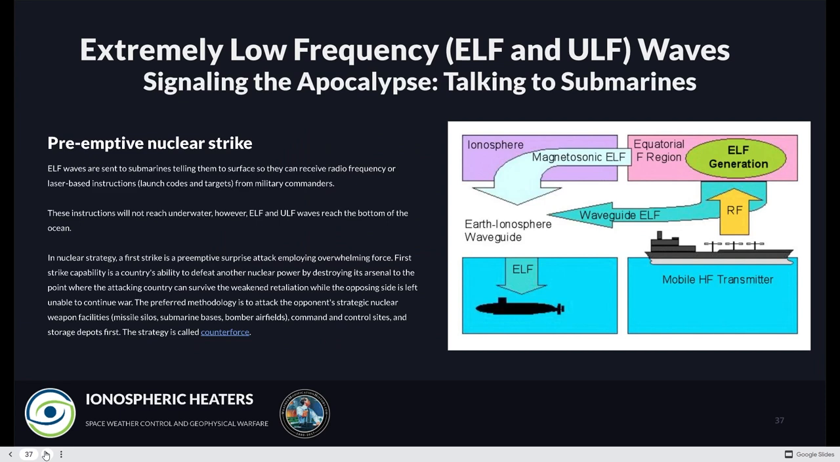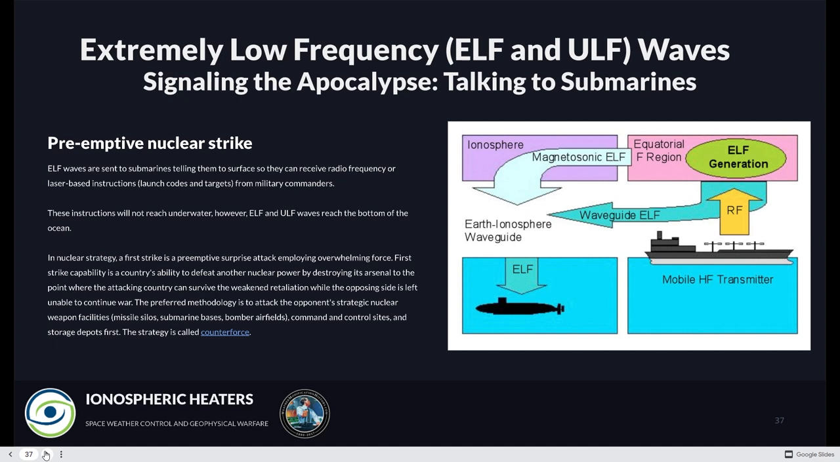And this goes right to what I was talking about with signaling the apocalypse, talking to submarines, preemptive nuclear strike. ELF waves are sent to submarines, telling them to surface so they can receive radio frequency or laser-based instructions, launch codes, and targets from military commanders.